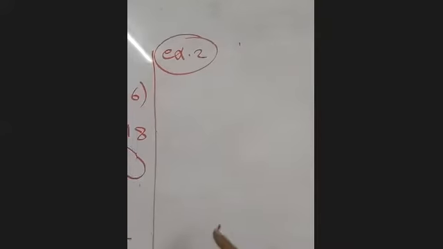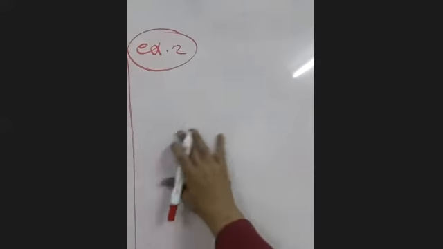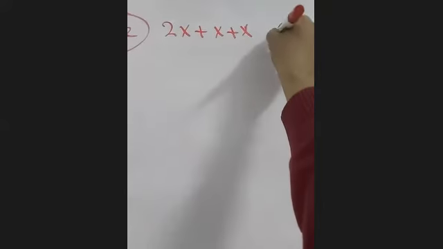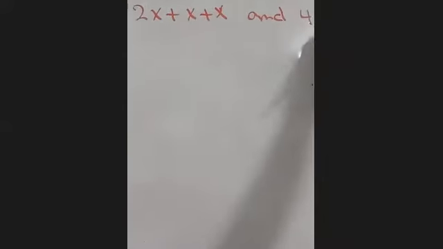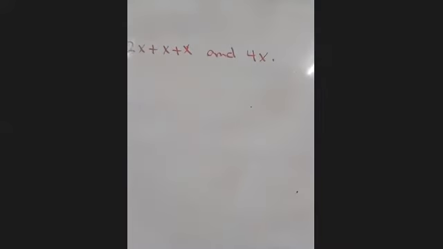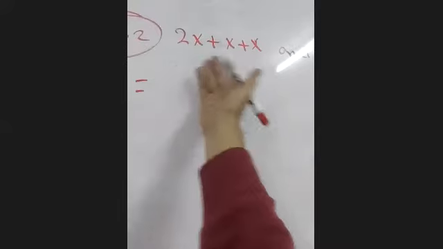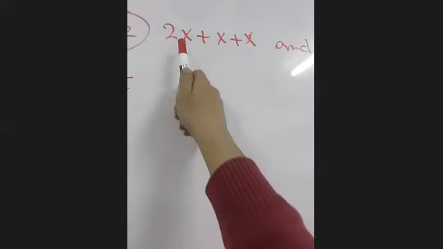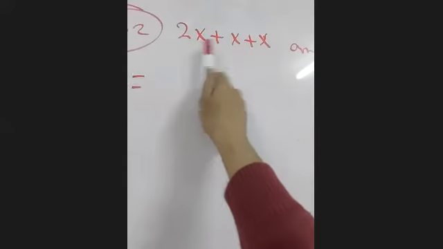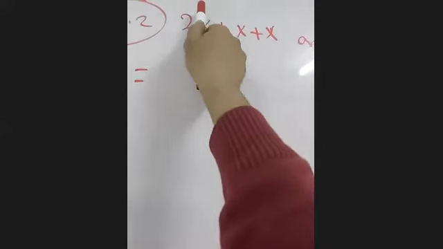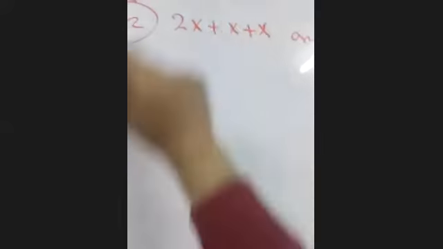Use substitution to determine whether or not 2x plus x plus x and 4x are equivalent. Here I have two expressions, 2x plus x plus x and 4x. I'll start with this one. Do I have parentheses? No. Do I have like terms? Yes. 2x and x and x. The three terms are like. All of them have x's and all the powers here are one. Power one, power one, power one, right?